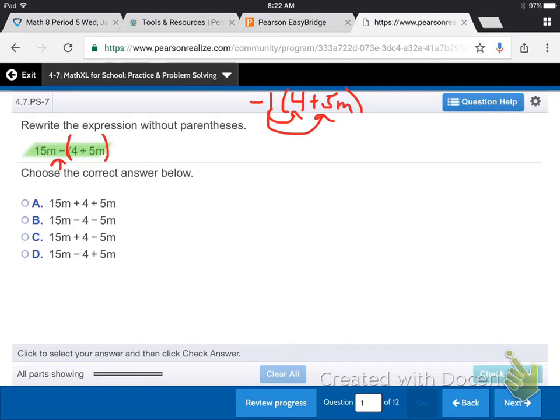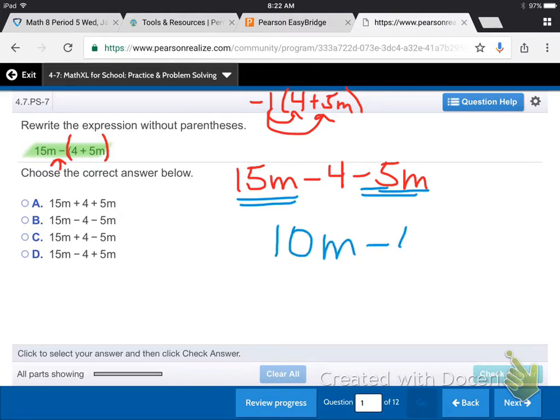And so this is how it goes. We're going to rewrite this expression, and we're going to say 15m. Then we're going to take the -1 and multiply it by 4, which is -4. Then we're going to take that same -1 and multiply it by 5m, which is -5m. Now we do what we were doing last week. We identify the like terms. They are 15m and -5m. So 15m take away 5m is 10m, and the -4 does not have a like term, so you just leave it like that. Boom, just like that.